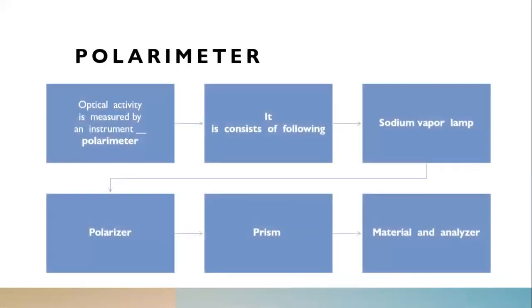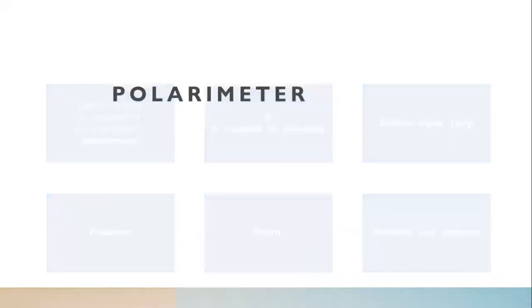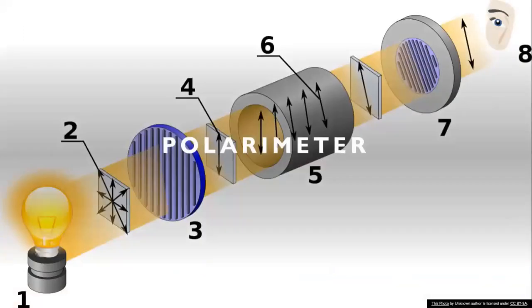Polarimeter. Optical activity is measured by an instrument, the polarimeter. It consists of the following parts: sodium vapor lamp, polarizer, prism, material, and analyzer. Here is the diagram of the polarimeter.